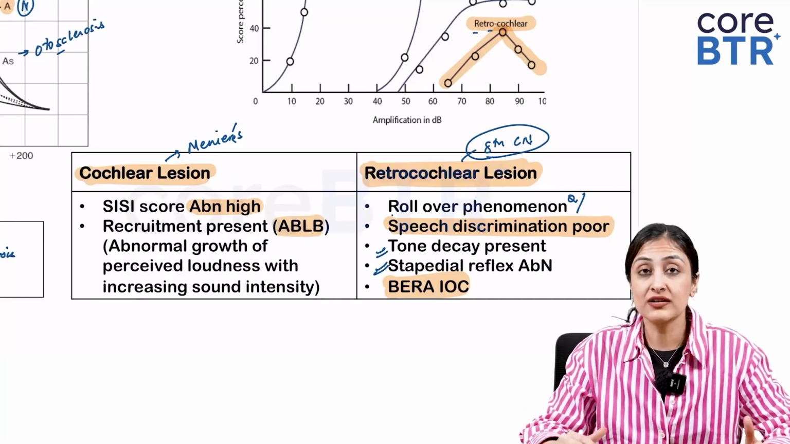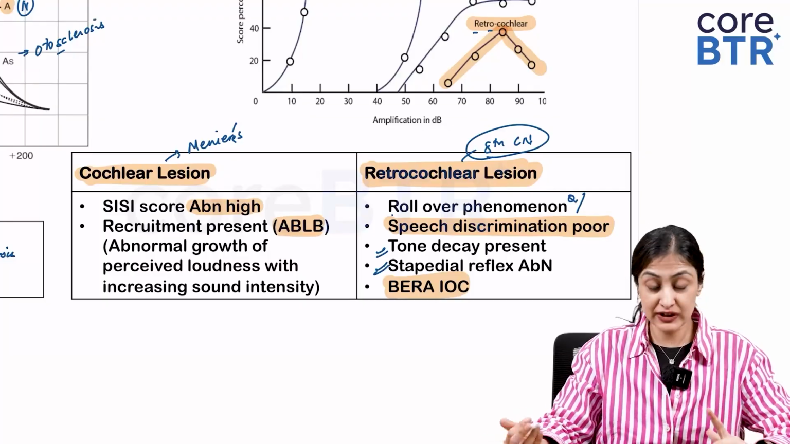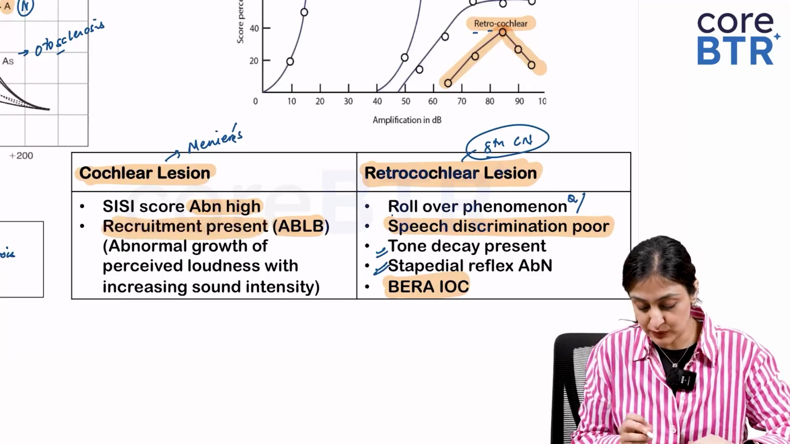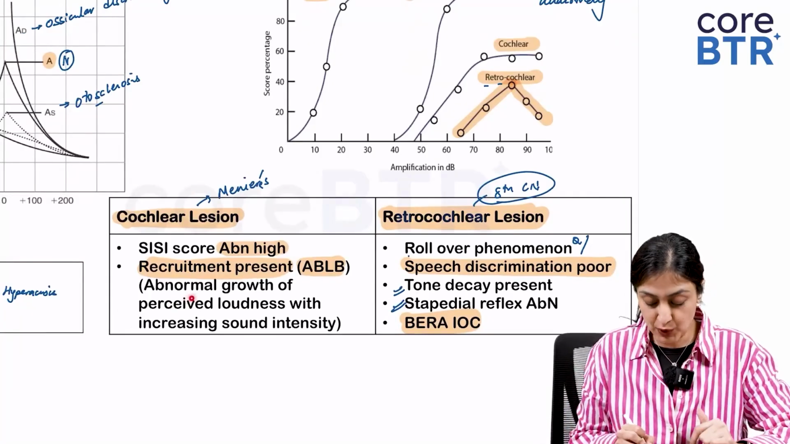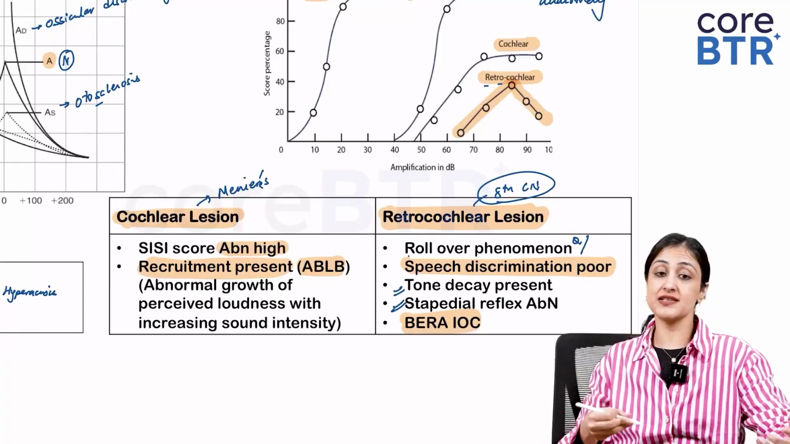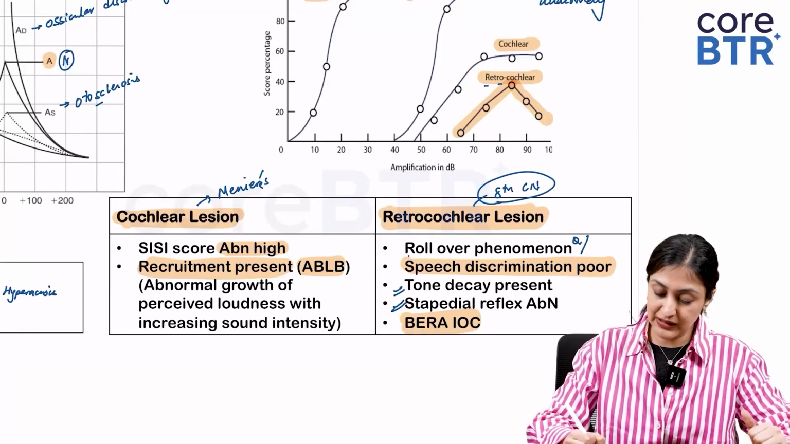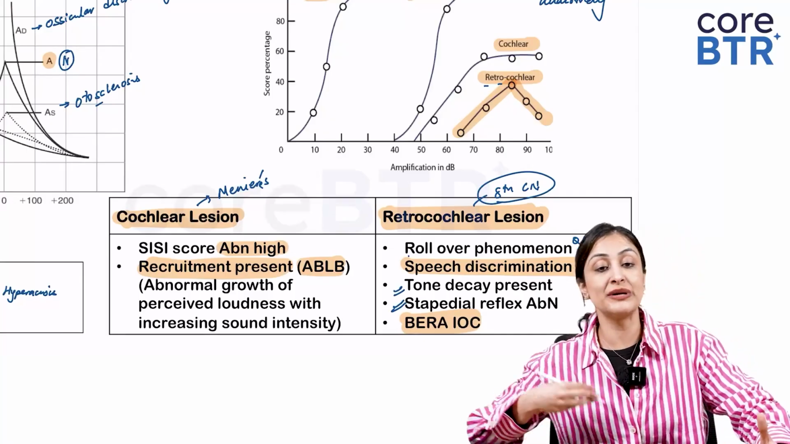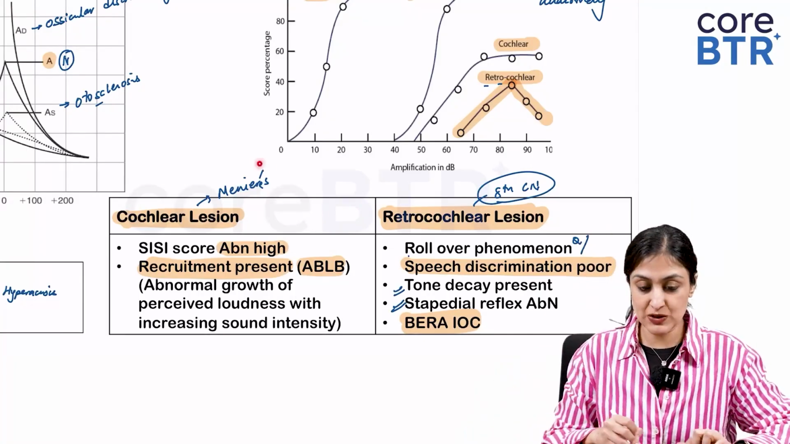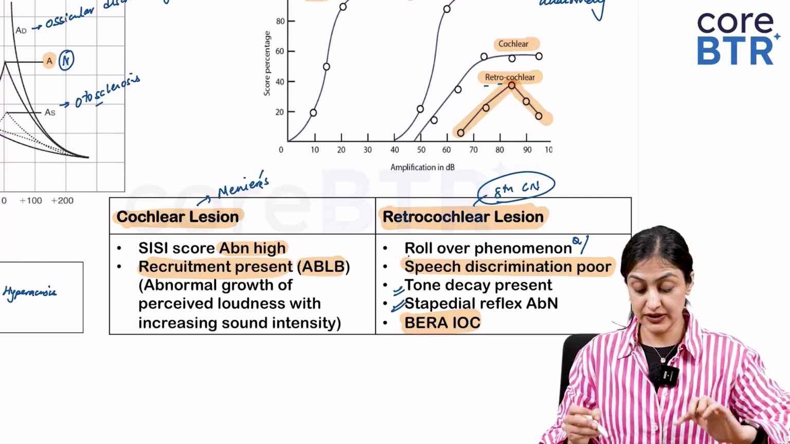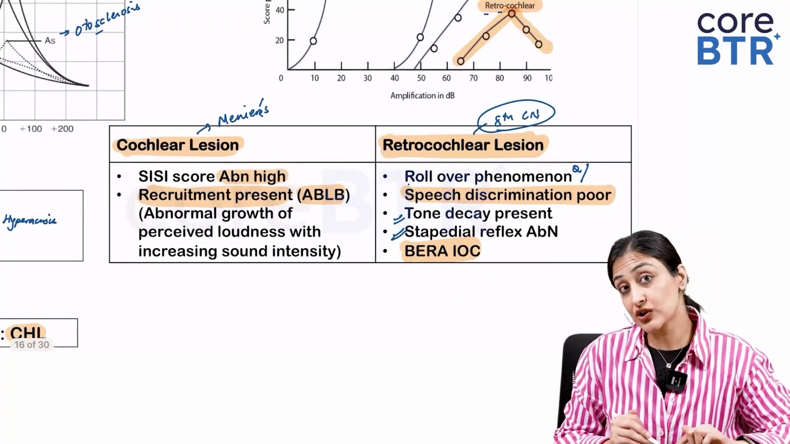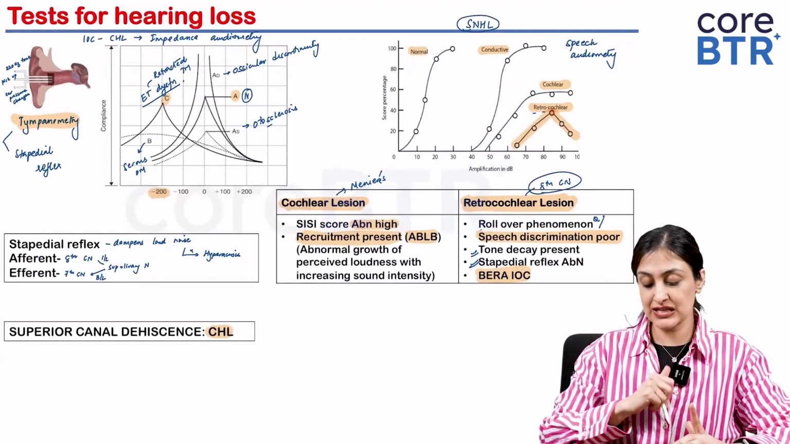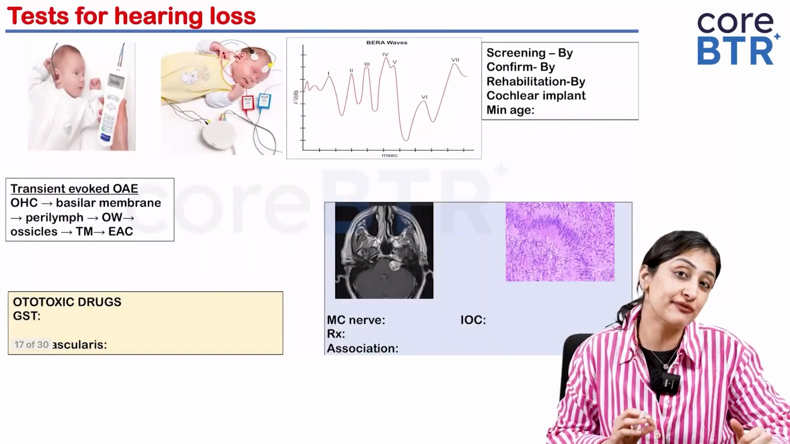Then there is the alternate binaural loudness balance. Please don't even bother. So this is essentially the phenomenon in cochlear lesion, which is recruitment. What is recruitment? Same thing. Abnormal growth of perceived loudness with increasing sound intensity. It means this curve of increment is very high. Can you see that this curve is very fast growing? That's what recruitment or a high SISI score is. So remember the buzzwords for cochlear and retrocochlear lesion, right? For cochlear, remember SISI and recruitment; for retrocochlear, rollover and poor discrimination. So this table I feel has the potential to get asked, and that's a differentiator.